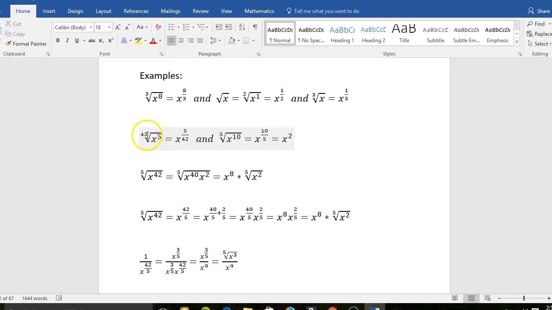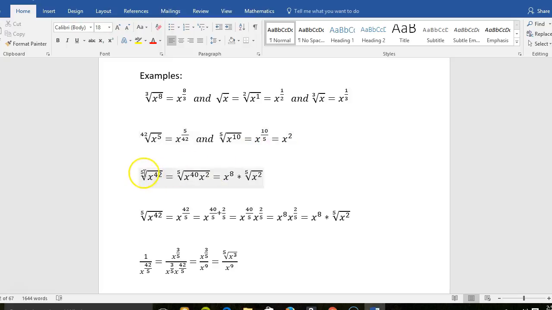Now, the 42nd root of x to the 5th, that would be x to the 5/42. This is just in accord with our definition of fractional powers. We define this guy right here to be this guy right here. Now, this is interesting. The 5th root of x to the 10, that's x to the 10/5, but that's just x squared. So that's nice.